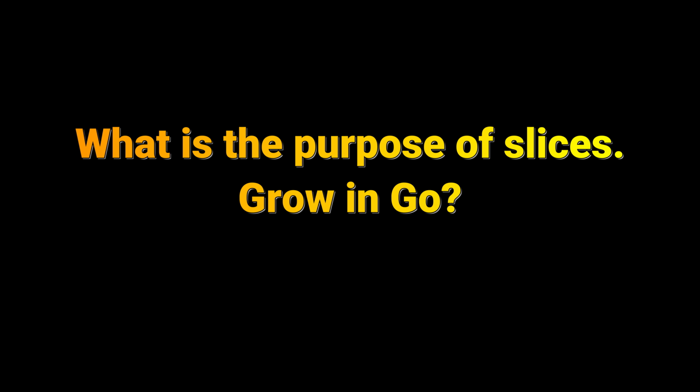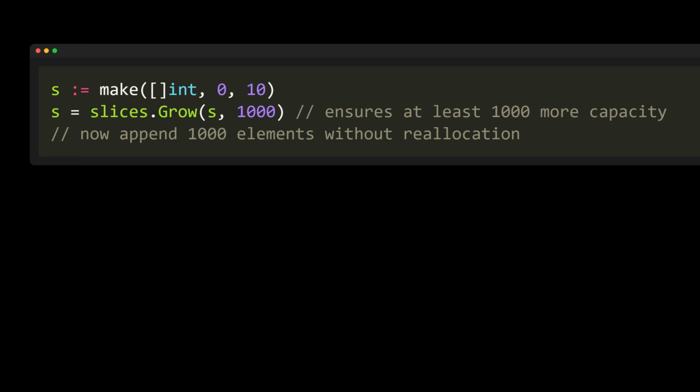Question: what is the purpose of slices.Grow in Go? slices.Grow is used to increase the capacity of a slice at once. If you know you need to add many items to a slice, you can use slices.Grow to allocate enough space ahead of time. This helps avoid multiple small reallocations when you append items one by one, making your program faster.